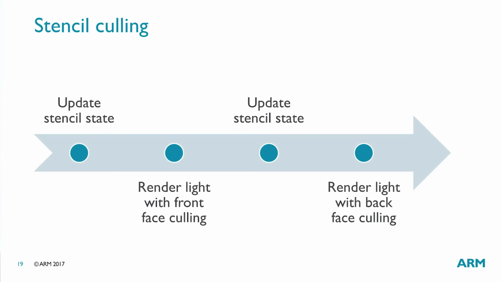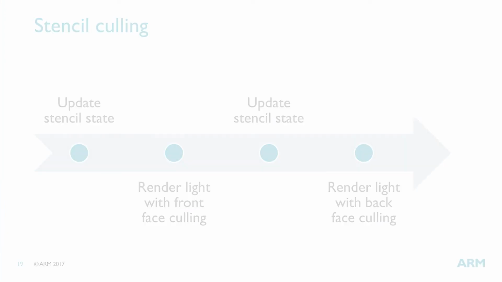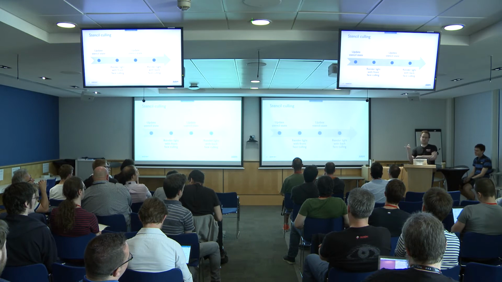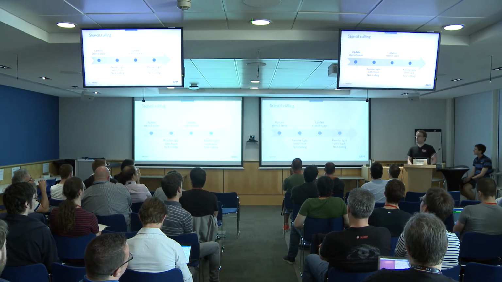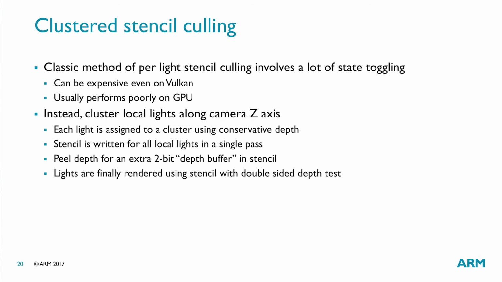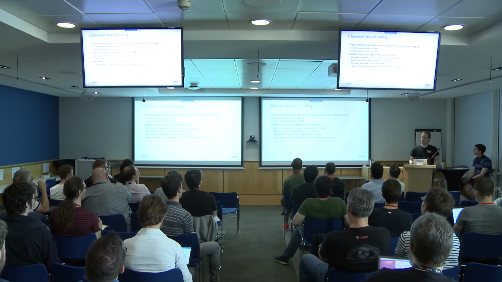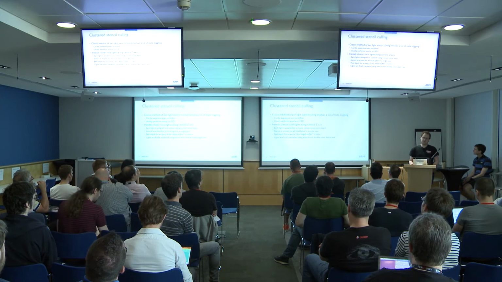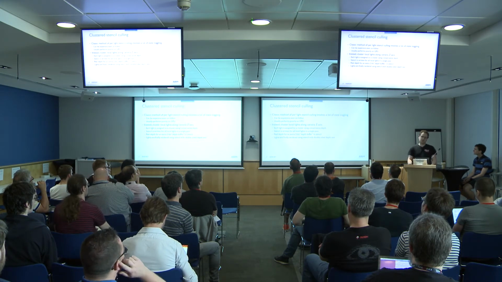So we tried a bit to reduce the overdraw. There is the classic stencil culling technique, which no one is really using anymore, but it was popular many, many years ago. The idea is that you update stencil state, you render the back faces, flip it, render the front faces, and so on. Of course, you could do this now, but it's still a bad idea, just due to the fact that it doesn't scale at all. I mean, you have to render 2 draw calls per light, and if you scale it up to 1,000 lights, no one is going to spend 2,000 draw calls rendering light volumes.